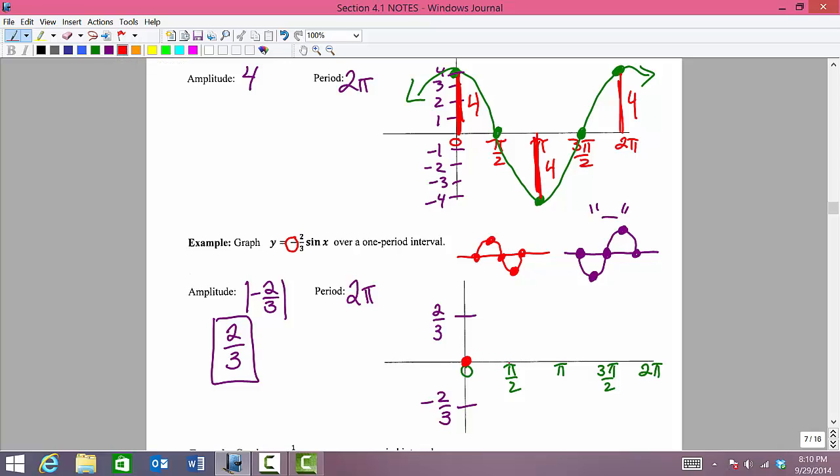So we'll start at the x-axis, and then at pi over 2 we will go down to the minimum of -2/3, and then back to the x-axis. And then for our fourth point we will be at the max of +2/3, and then for our last point we will come back down to the x-axis. So our amplitude has compressed our graph to be a vertical distance of 2/3 from the middle to the top and from the middle to the bottom of our graph.